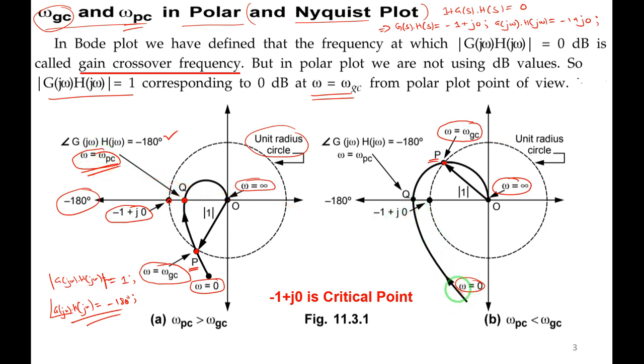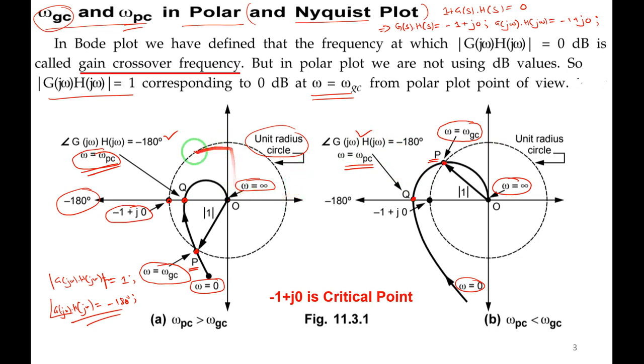You can observe here, the polar plot is intersecting the negative real axis at this point Q, and the corresponding frequency is the phase crossover frequency, and the angle is minus 180 degrees there. So we came to know how to find out the gain crossover frequency and phase crossover frequency.